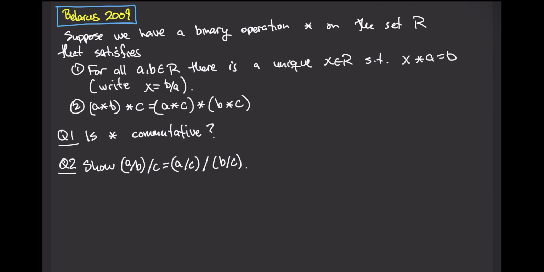The first one is: is star commutative? Maybe first of all, where do we think this problem came from? What was the motivation behind the problem author? And then we could talk about guesses for these solutions. Let me remind everyone that commutative means A star B is the same as B star A.